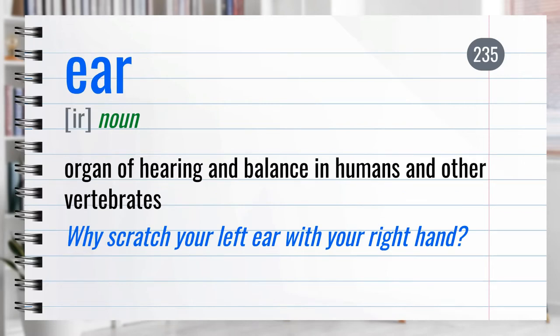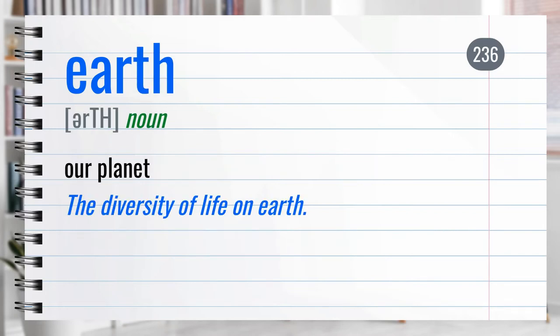Ear. Ear means organ of hearing and balance in humans and other vertebrates. For example, why scratch your left ear with your right hand? Earth. Earth means our planet. For example, the diversity of life on Earth.